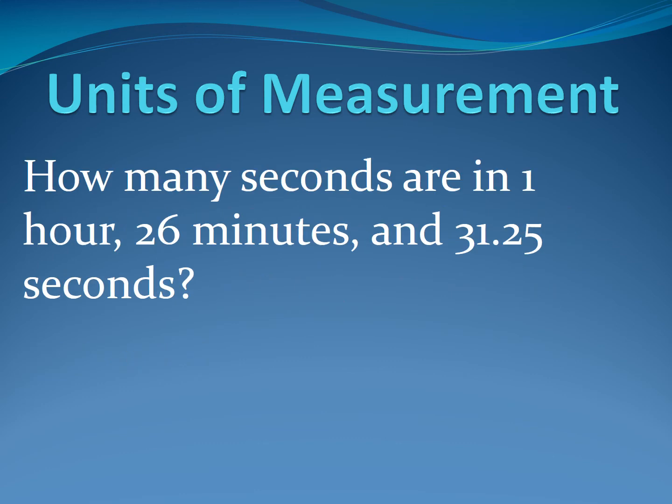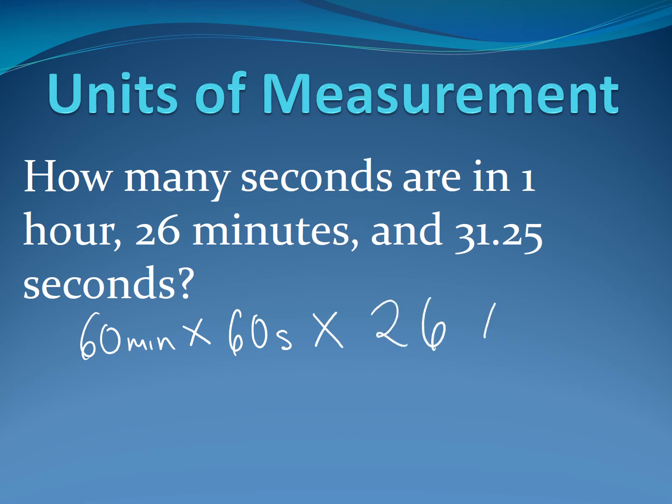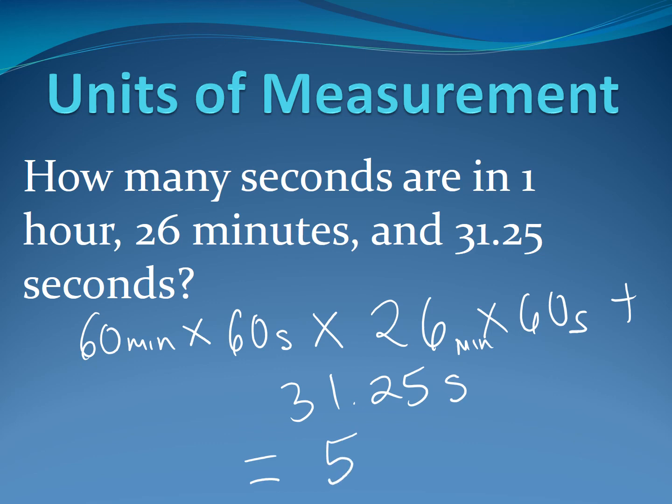So how many seconds are in 1 hour, 26 minutes, and 31.25 seconds? So let's do this quick calculation. For example, let's say we have 1 hour here. So 1 hour is actually 60 minutes. And in each minute we have 60 seconds, times, in 26 minutes we have also 60 seconds per each, plus 31.25 seconds. So this equals around 5,191.25 seconds.